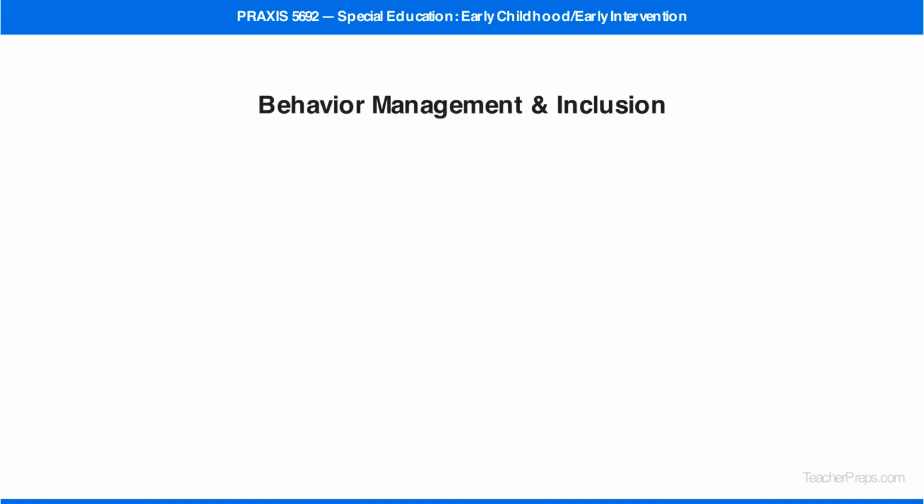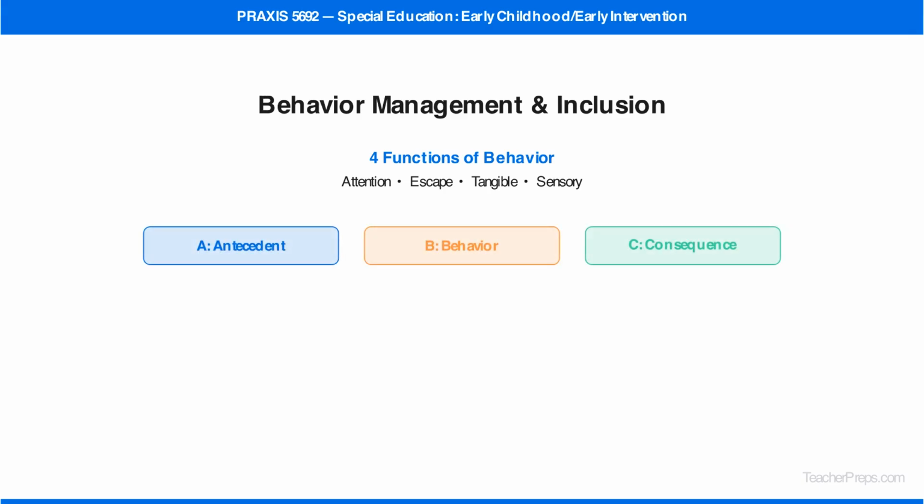Behavior management is critical. The 4 functions of behavior are gaining attention, escaping a task, accessing a tangible item, and sensory stimulation. A functional behavioral assessment, or FBA, uses the ABC model: antecedent, behavior, consequence. Based on the FBA, you develop a behavior intervention plan with preventive strategies, replacement behaviors, and response strategies.